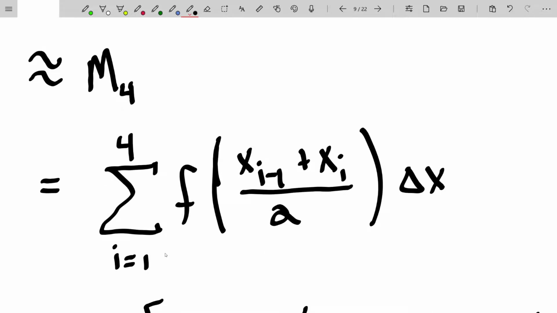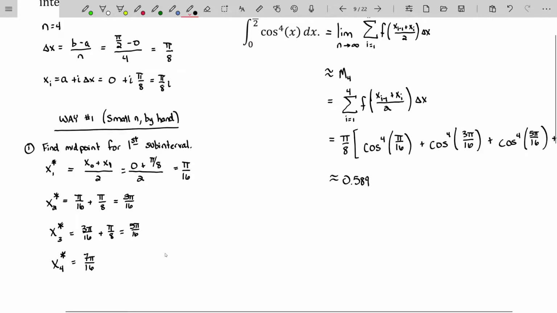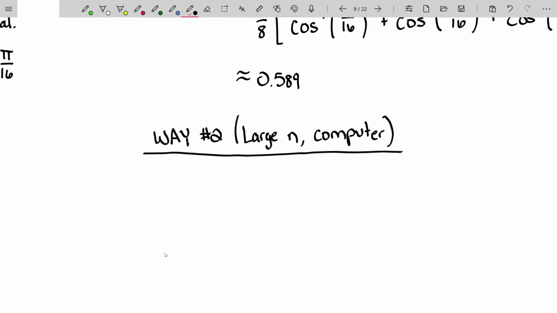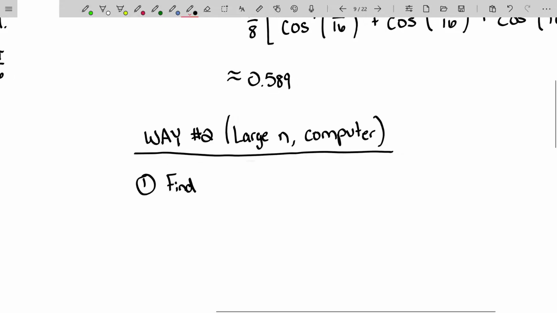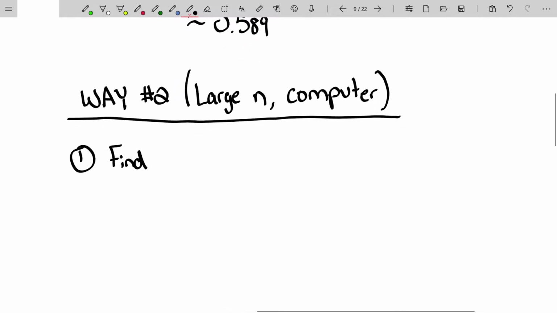But what you want to do is find what we call a closed formula for what x sub I minus 1 plus x sub I, being divided by 2, is. So remember, x sub I is pi over 8 times I. So let me write this down as the second way. This is if you have a large number of slices, and you have to use a computer. Step 1, find, notice by the way in the other problem I wrote step 1 and then I didn't have anything else. Sorry about that.